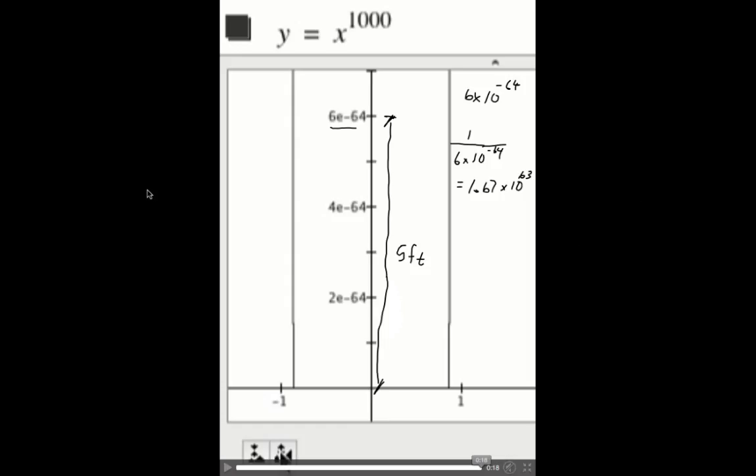All right, and so now how many feet? So how many feet now to get from the x-axis up to 1? Well, each one of these represents 5 feet, and I've got this many of them. So how many feet? Times 5. Each one of those is 5 feet. So if I take it times 5 feet, and what would that be? 8.33 times 10 to the 63rd feet.